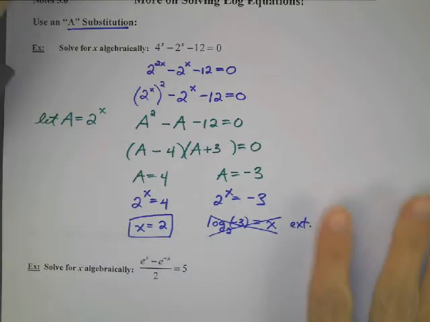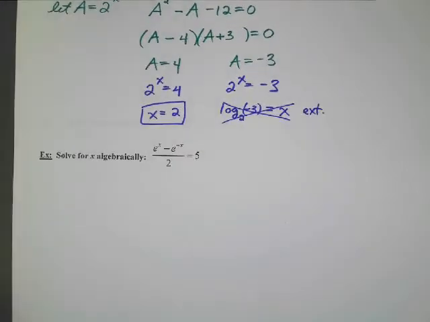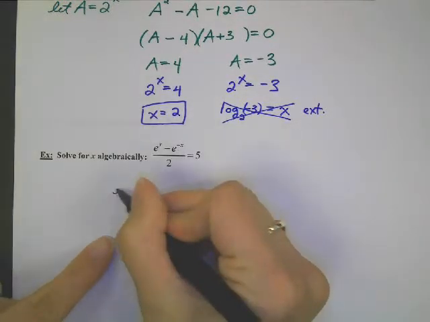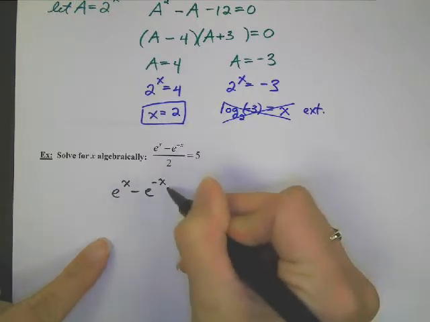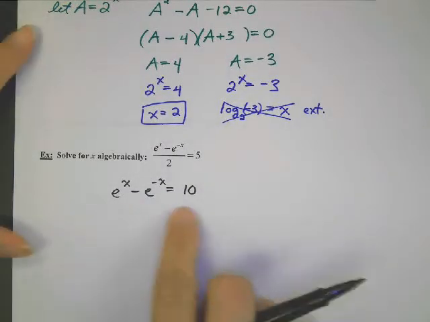Okay, let's try it again. Here's another time where it would be a great place to use an A substitution. First, maybe I'll do some algebra on this. First, we're going to do some basic math and get it ready. We'll multiply both sides by 2. So e to the x minus e to the negative x equals 10. That is not ready yet.